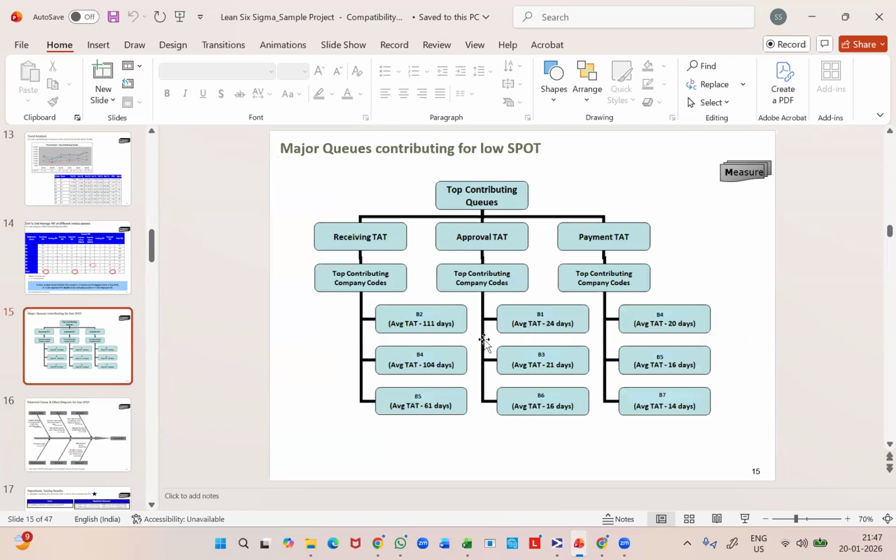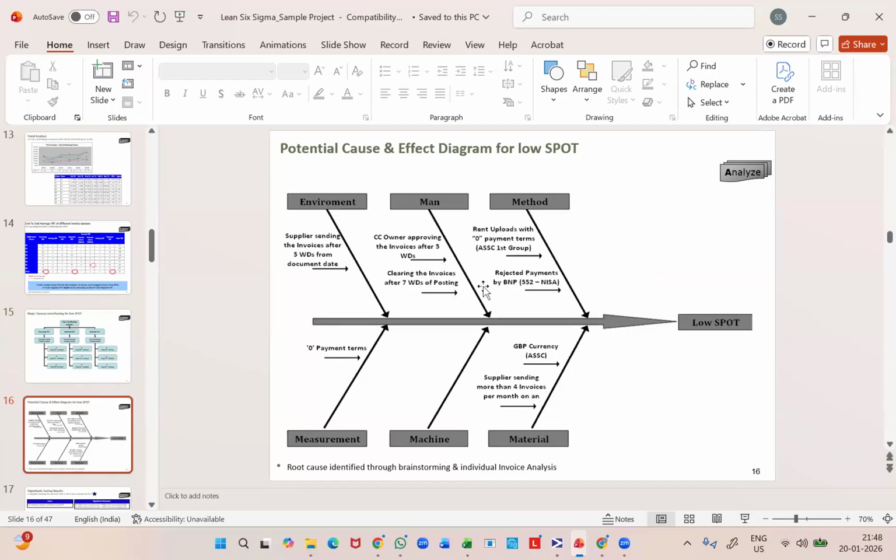And then we also calculated how much time each activity would take. This is kind of a CTQ drill down: how much time each activity would take to process. And we could always identify the problem areas through this. And then we came up with the cause and effect diagram for this low SPOT percentage.